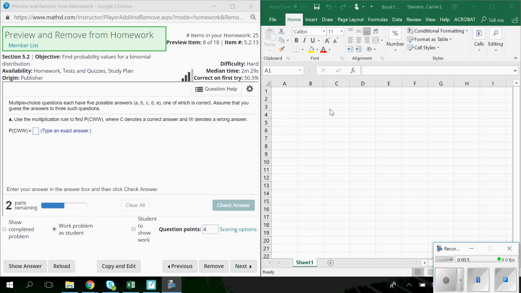Now, using the multiplication rule, we would start with P of CWW would be equal to, let's calculate each probability separately. So the probability of correct on the first try would be 1 out of 5. The probability of incorrect or wrong on the second try would be 4 out of 5 wrong answers, and 4 out of 5 again. And so the probability of getting correct then wrong then wrong would be the product of these 3.